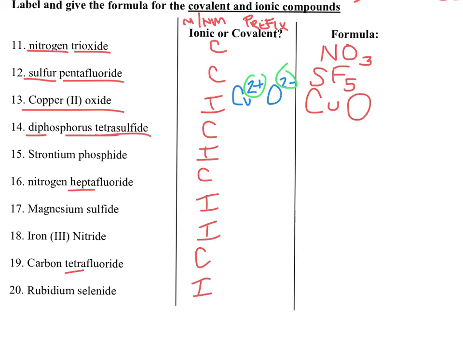Looking at our next one, diphosphorus tetrasulfide. Diphosphorus, di means 2, so there's 2 phosphorus. And sulfur is sulfide, and tetra is 4, so P2S4.